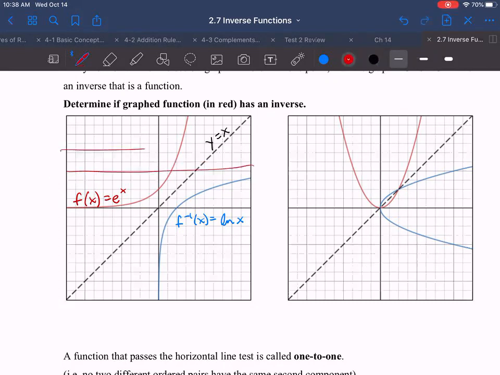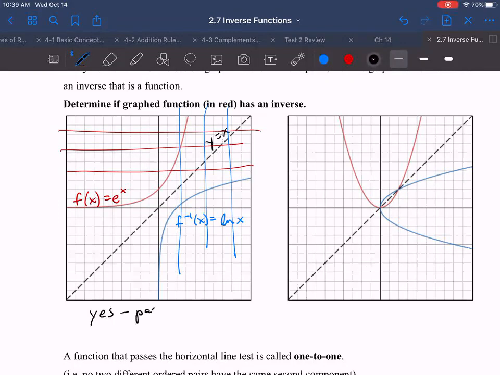Just like the vertical line test, but we're looking to see if horizontal lines hit it more than once. As we can see here on our function f of x equals e to the x, the horizontal lines are only hitting it once, which means after you do the inverse, our inverse function will pass the vertical line test. So if the original function passes the horizontal line test, it will have an inverse that passes the vertical line test. So looking at this, I say yes, it has an inverse.